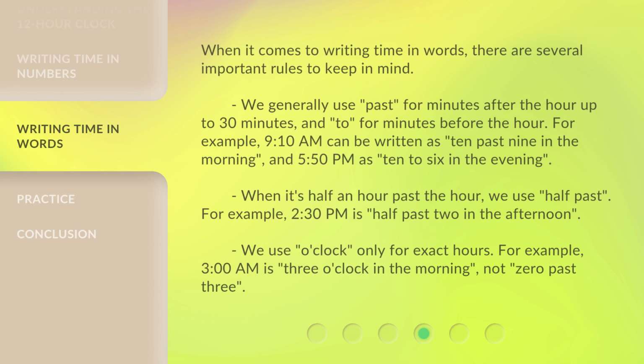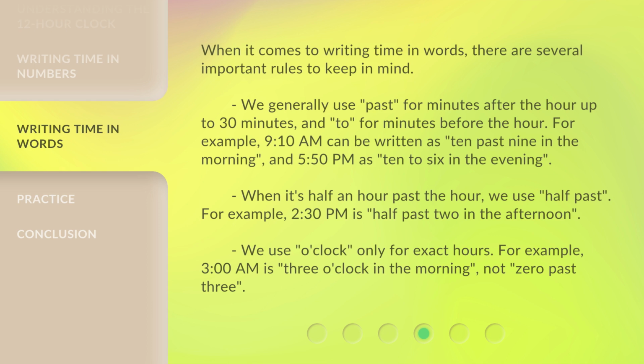When it comes to writing time in words, there are several important rules to keep in mind. We generally use past for minutes after the hour up to 30 minutes, and to for minutes before the hour. For example, 9:10 a.m. can be written as 10 past 9 in the morning, and 5:50 p.m. as 10 to 6 in the evening.